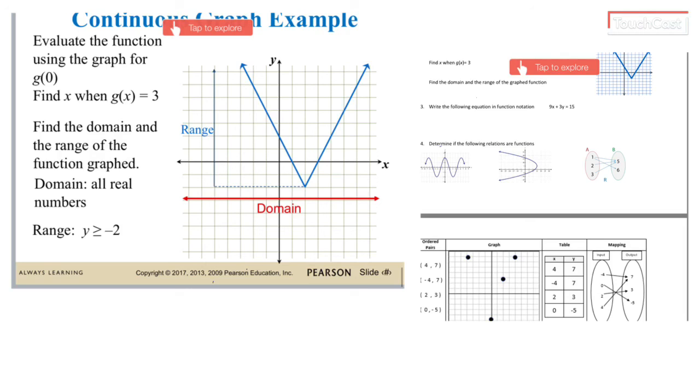I do have a couple of examples over here for you to try. You can write the following in function notation and then determine if each of these relations are functions as well or if they're just relations. And then this is actually, I didn't mean for that to be in there. That was the answer to the one above. So you're all done.